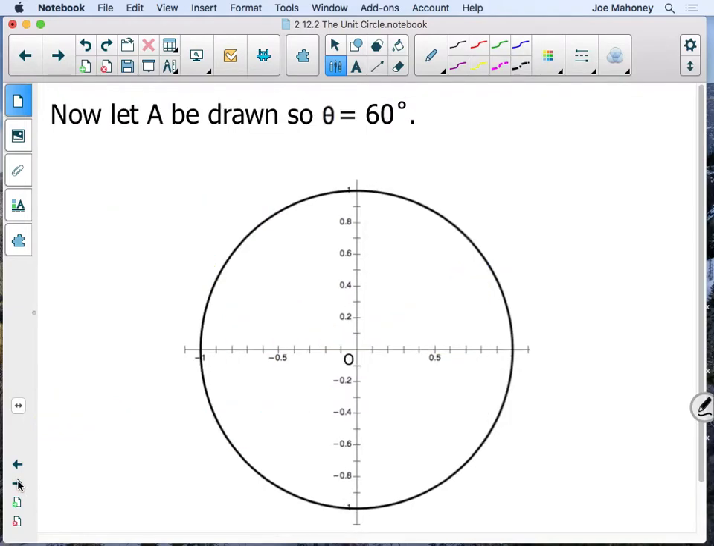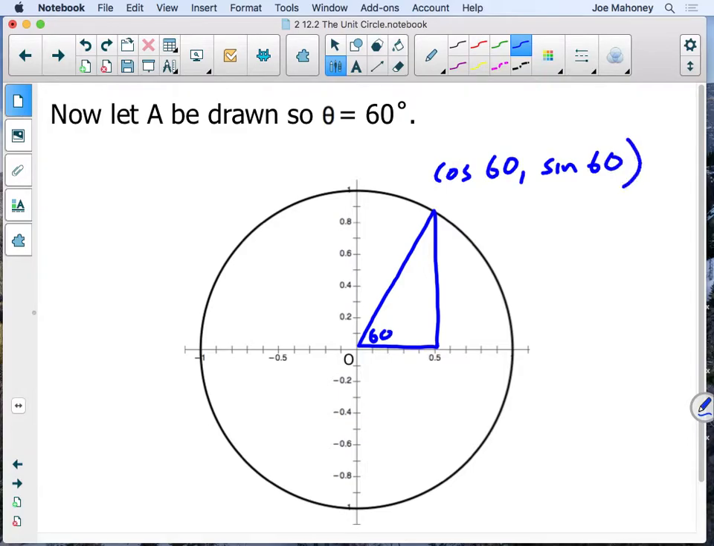But wait, there's more. Let's do the same thing, but with a 60-degree angle this time. So now I'm going to draw in a 60-degree angle. So this time my angle in standard position is 60 degrees. We're going to do the same as before. And we're going to call this point cosine 60, sine 60. But remember, it's a 30, 60, 90 degree triangle. So I know that if the hypotenuse is 1, that length is 1/2. The y is radical 3 over 2.